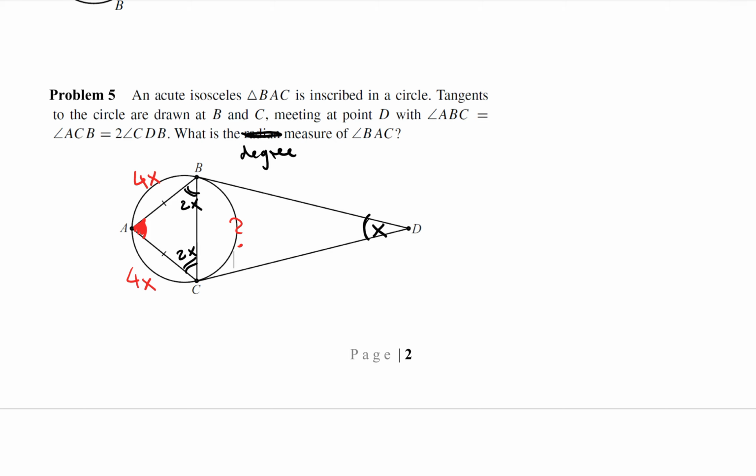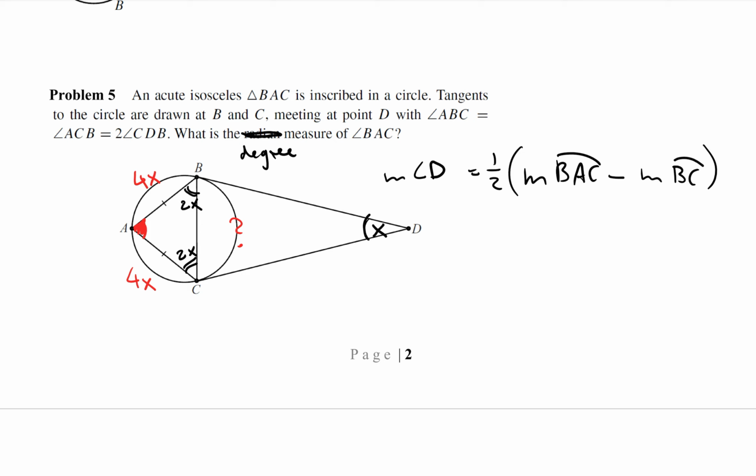Here we have 2 tangents, and the angle created by 2 tangents meeting at a point outside a circle is equal to half the difference between the intercepted arcs. So if you take the measure of arc BAC minus the measure of the minor arc BC, and you divide that by 2, that is equal to the measure of angle D.